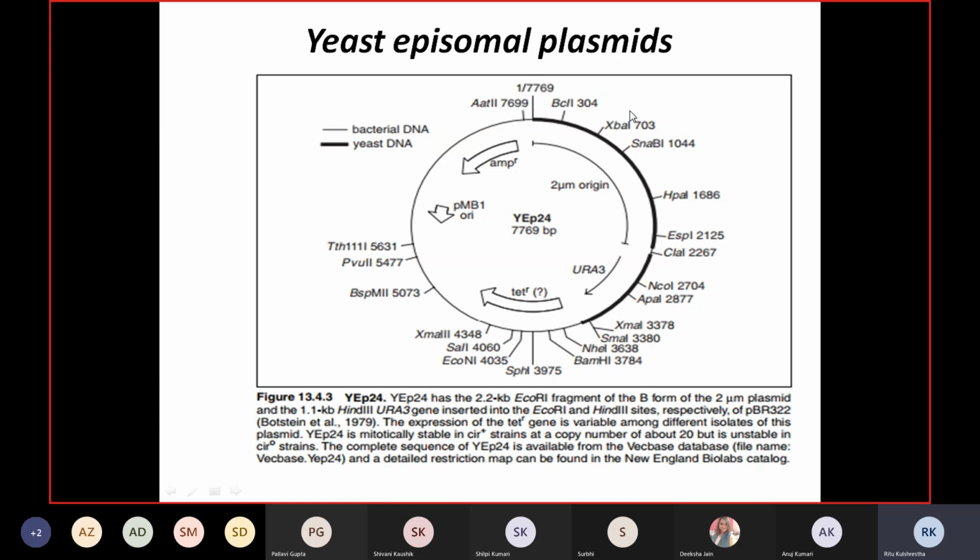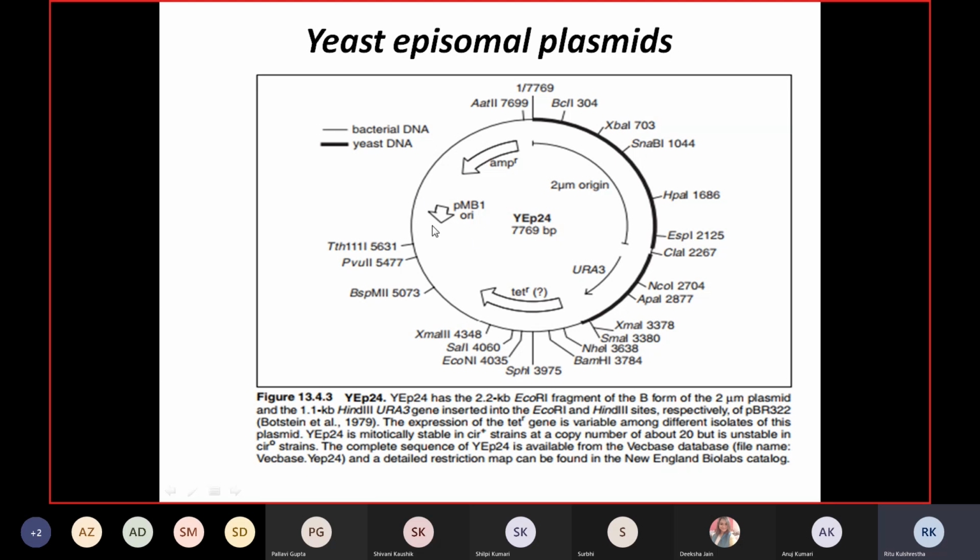What are the features of this plasmid? As you can see, it has an origin of replication derived from the 2 micrometer plasmid. Then it is a shuttle vector. If it is a shuttle vector, it means that it can also grow in another host. Which host will it grow in? The one for which it has the origin of replication. In this case, it has a plasmid origin of replication. So it means that this particular plasmid can stay in two different hosts: one is yeast, one is bacteria.